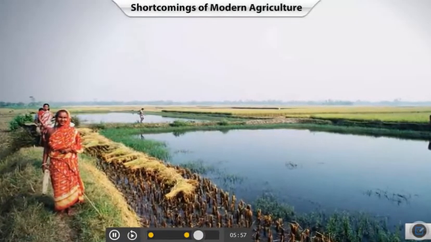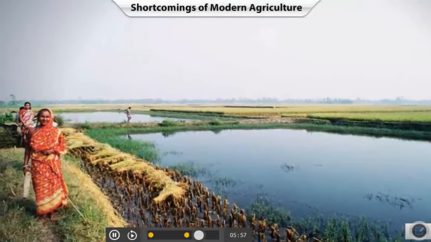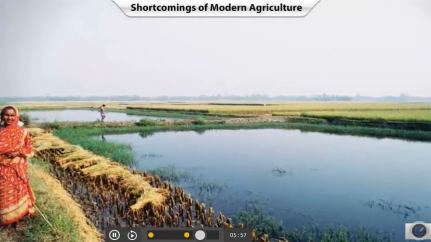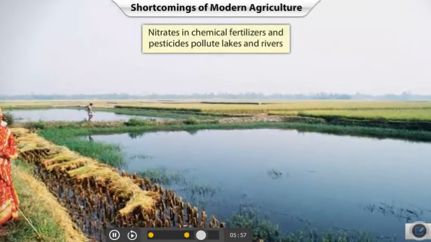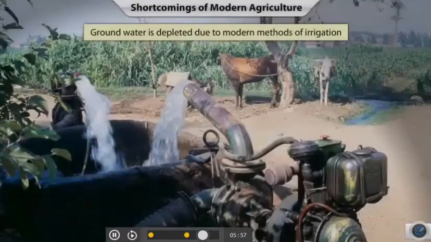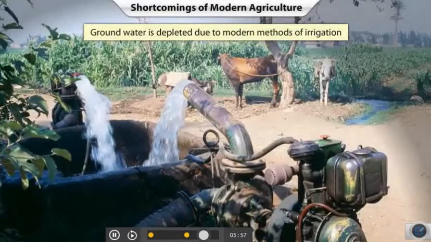Chemical fertilizers and pesticides also alter the biology of natural water resources like lakes and rivers. The excessive nitrates in chemical fertilizers and pesticides pollute the river. Groundwater is another natural resource that is being overused. The water table gets depleted due to the overpumping of water by our tube wells.